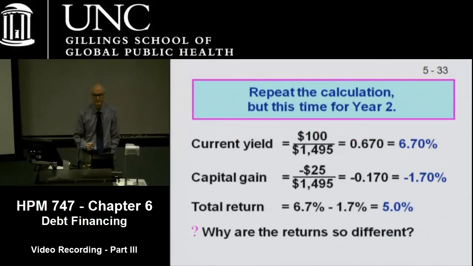Maybe I should pause. Does everybody understand the arithmetic here? This is complicated stuff. Getting your head around the relationship between bond prices and interest rates is sometimes challenging. So if you have any questions, I'm happy to answer them.